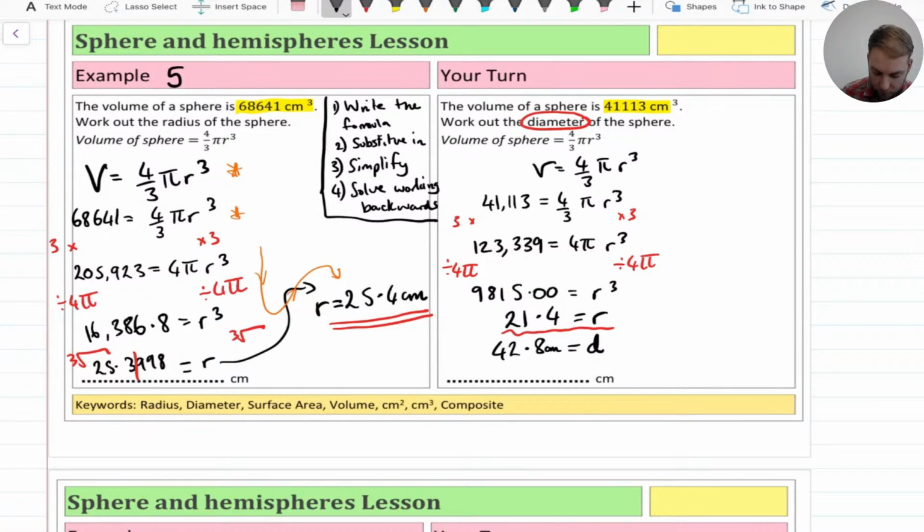Brilliant. So my diameter. Now be careful with that. They tried to trick us, didn't they? I think I saw a few people writing 21.4. Okay, but be careful with that, yeah? You can see that actually they're asking for the diameter, so I need to double that at the end. The 21.4 is right for the radius, but not for the diameter.